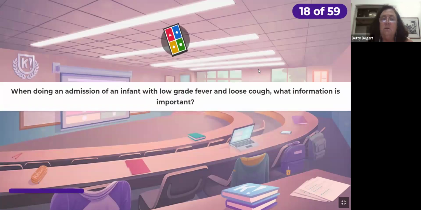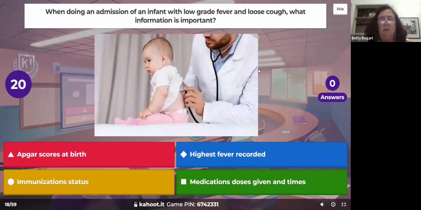Multi-select. When doing an admission on an infant that has a low-grade fever and a loose cough, what information is important? You're doing an admission and the kid just came to the floor. What do you need to know about it? What's important?